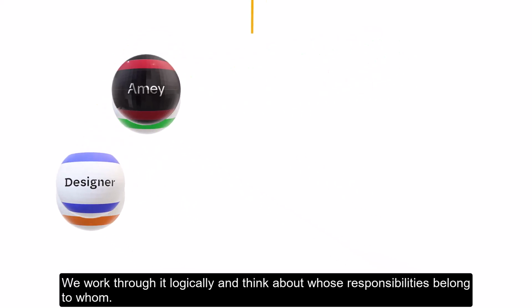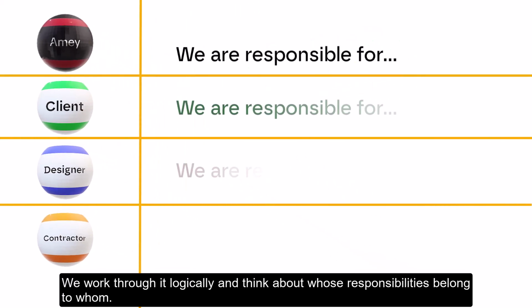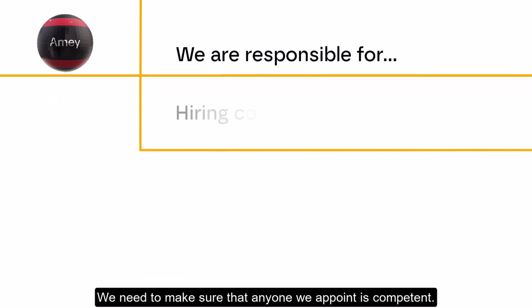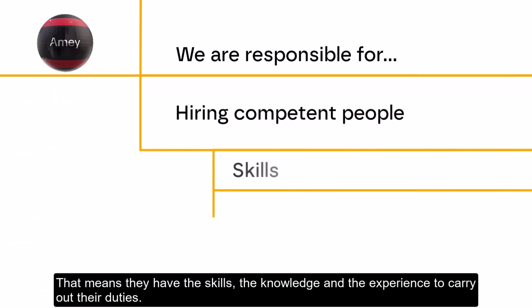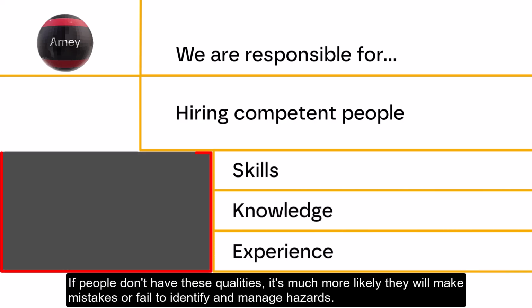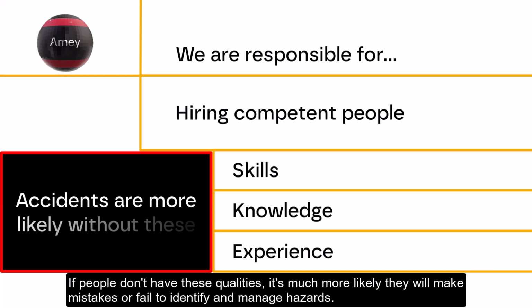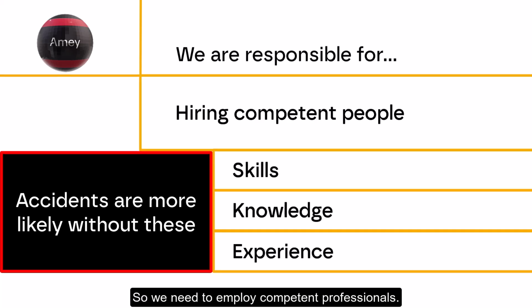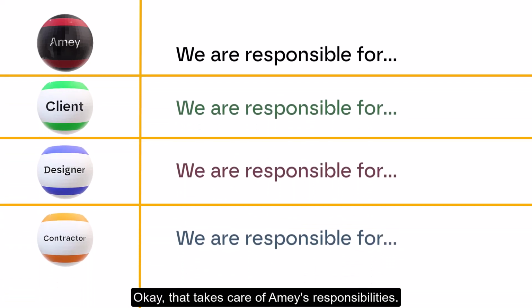We work through it logically and think about whose responsibilities belong to whom. We need to make sure that anyone we appoint is competent. That means they have the skills, the knowledge, and the experience to carry out their duties. If people don't have these qualities, it's much more likely they will make mistakes or fail to identify and manage hazards, which can cause injuries and hurt people. So we need to employ competent professionals. Okay, that takes care of Amy's responsibilities.